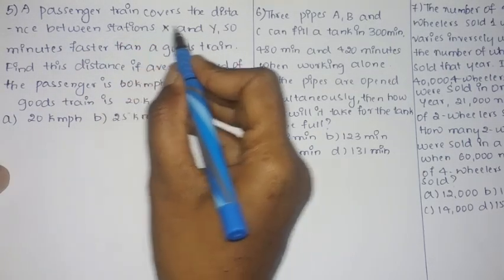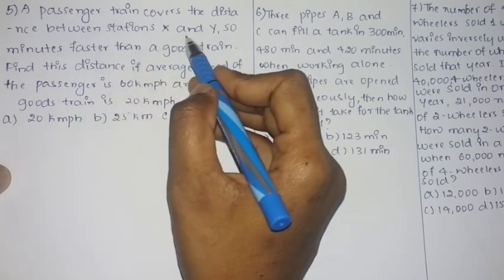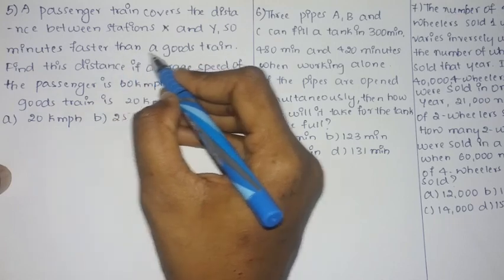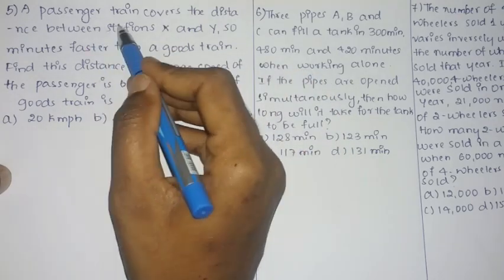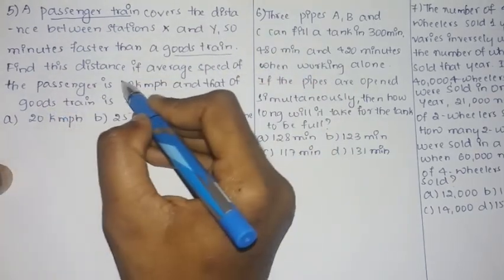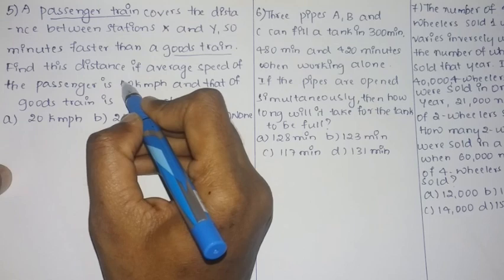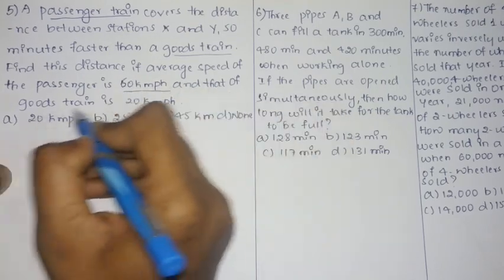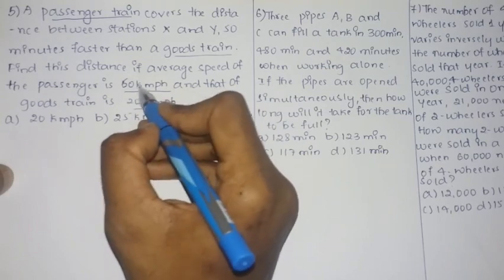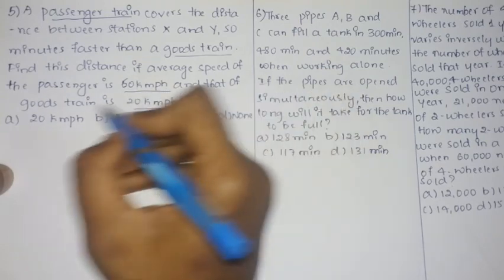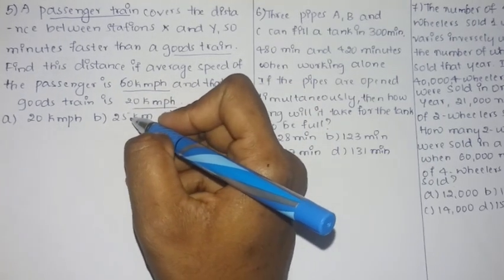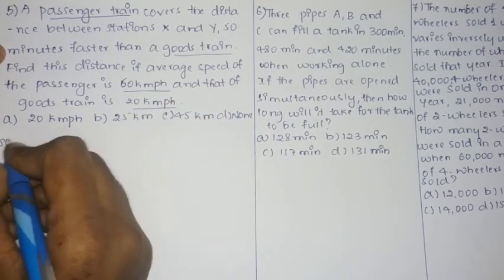A passenger train covers the distance between stations x and y 50 minutes faster than a goods train. So there are two trains, one is a passenger train and the second one is a goods train. Find the distance if the average speed of the passenger train is 60 km per hour and the goods train is 20 km per hour. So what you need to find is the distance. We shall quickly see how to solve this question.